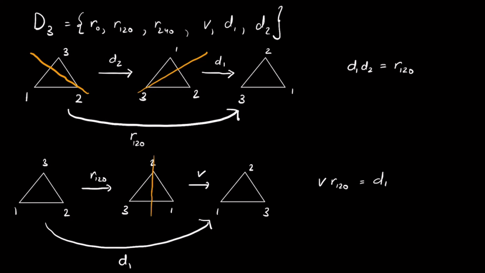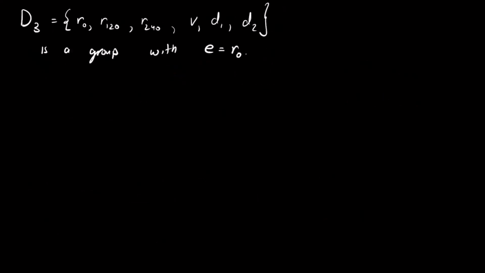Another thing that might be interesting to check is that R120 times V, if we do it in the reverse order, so we apply V first and then do R120, we'll actually end up with D2. So this is going to be a group, but it's not going to be commutative, right? If we did this in the reverse order, up here we would get D2, D1 is R240, and R120V is equal to D2 if we tried this out. So we'll see that this group is not abelian.